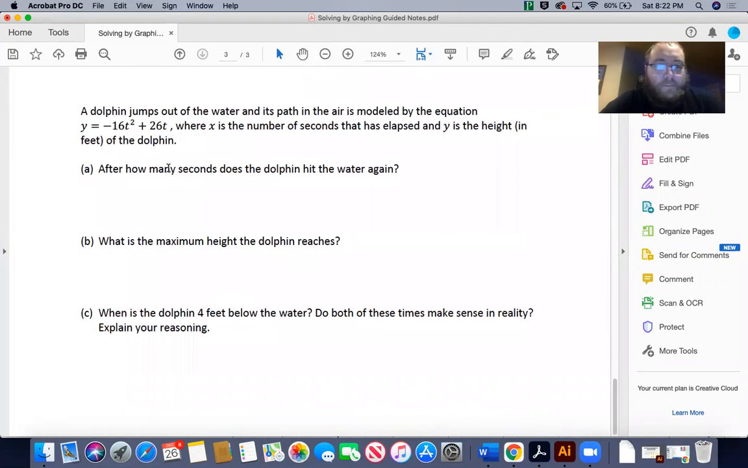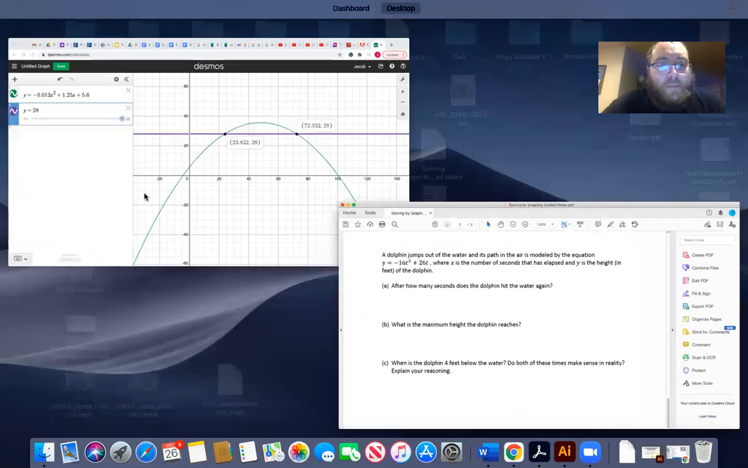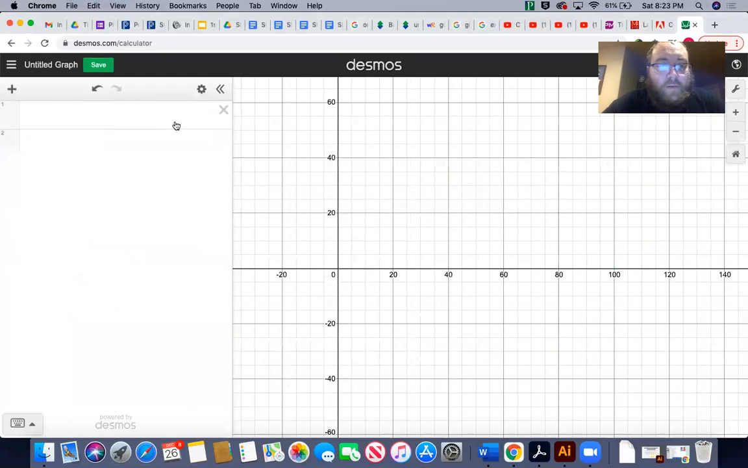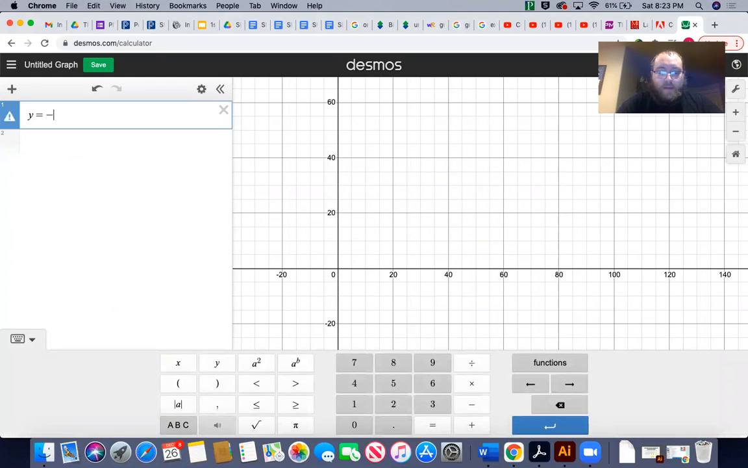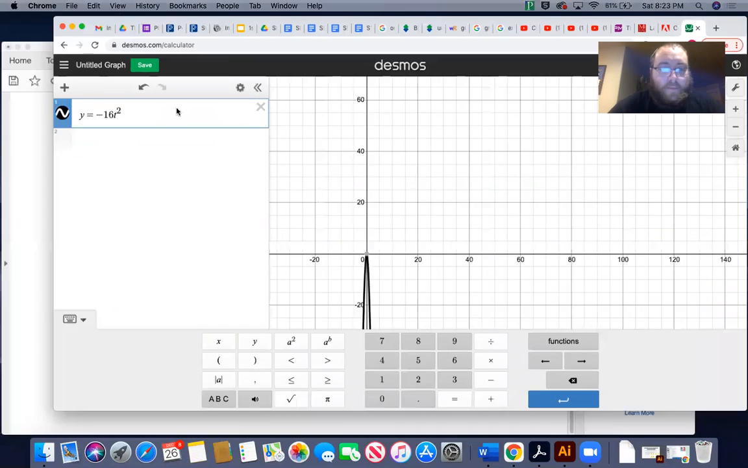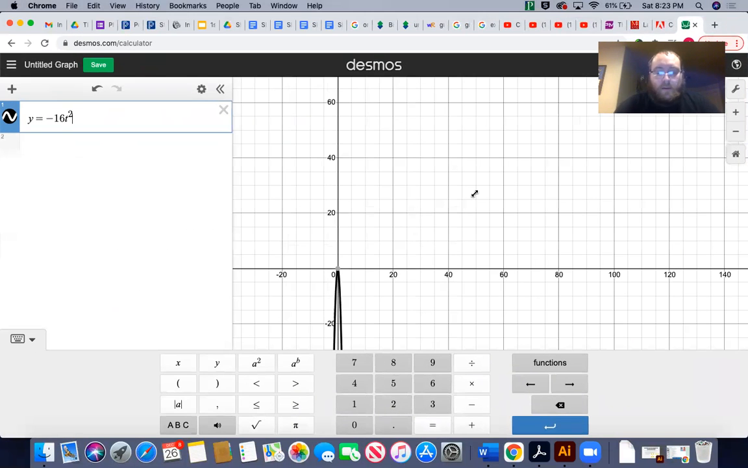All right, last one here. A dolphin jumps out of the water and its path in the air is modeled by the equation y equals negative 16t squared plus 26t, where t is the number of seconds that has elapsed and y is the height in feet of the dolphin. So x now, the left and right, is how many seconds have passed since the dolphin has jumped out of the water. And the y value, up and down, is the height of the dolphin, either in the water or out of the water. Okay, so let's put this equation in. We're going to get rid of these ones, and we're going to type in here y equals negative 16t squared plus 26t.